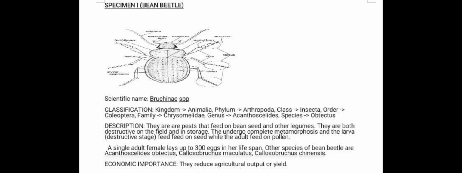So just remember it is the larval stage. A single female adult can lay up to 300 eggs. In the exam, you could be asked what are the other species of the bean beetle. So there are other species, which are Acanthoscelides obtectus, Callosobruchus maculatus and Callosobruchus chinensis.